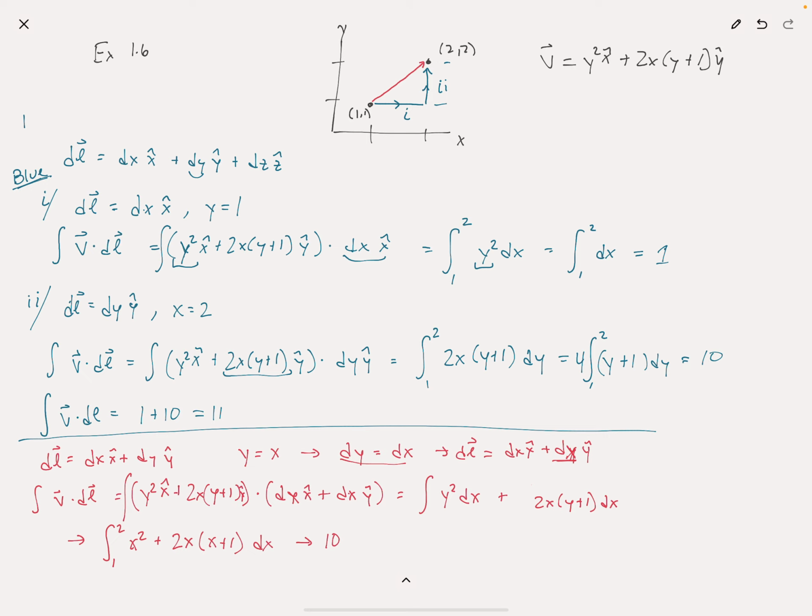Okay, so this vector field depends on the path that you take. Our total for the red path, 10, is not the same as our blue path, 11.